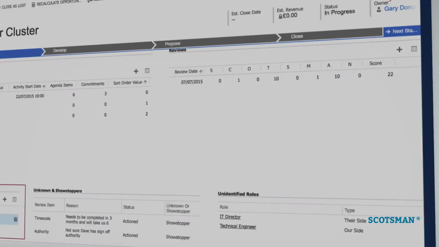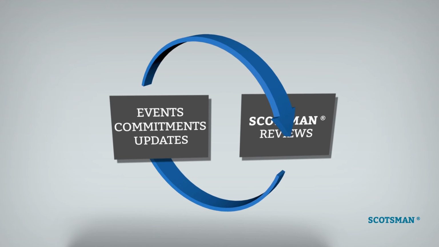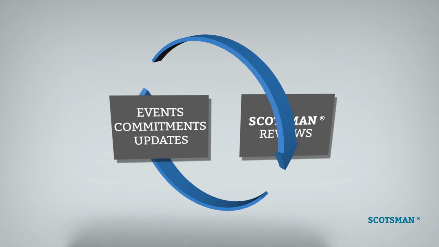The process continues in a cyclical manner with timely ongoing Scotsman reviews, events, commitments and updates as we progress through the sales roadmap until enough data is known and a final fact-based decision can be made on whether to progress or quit and how best to manage the opportunity.